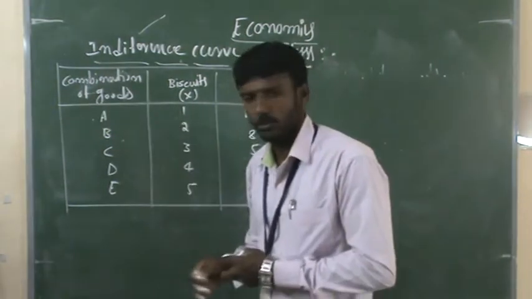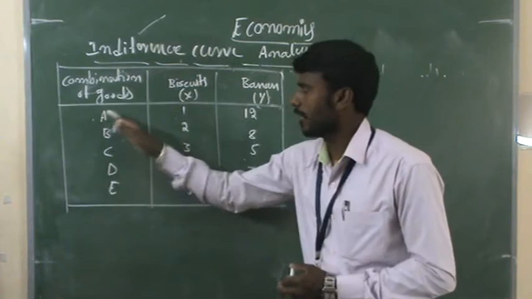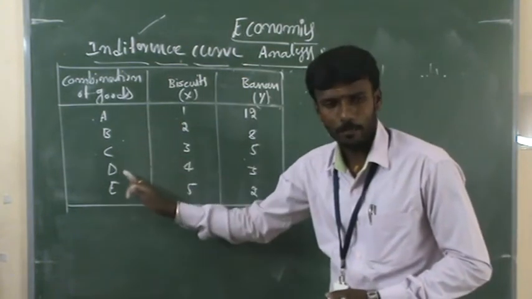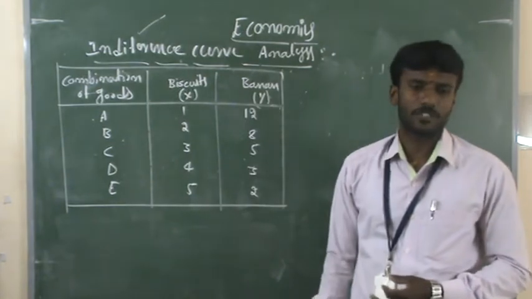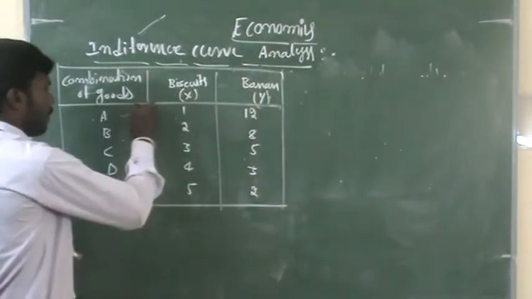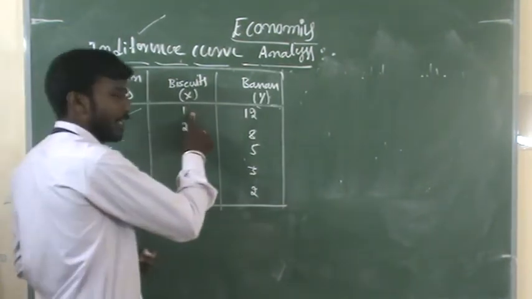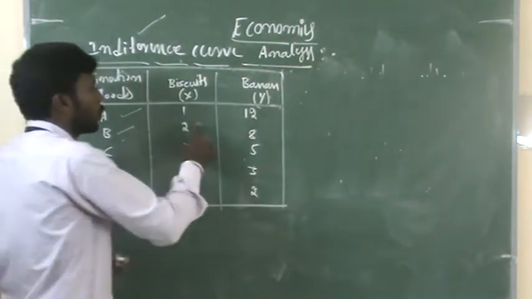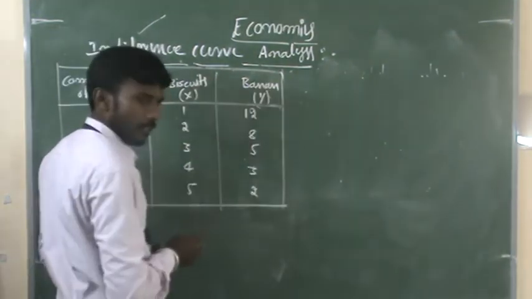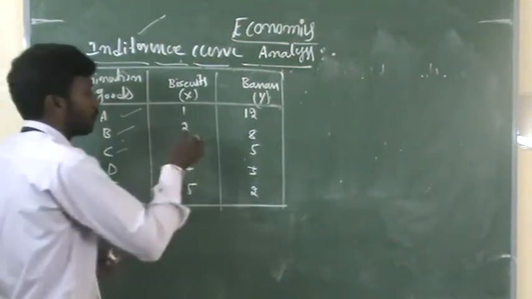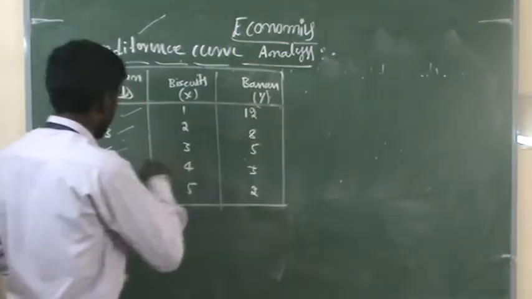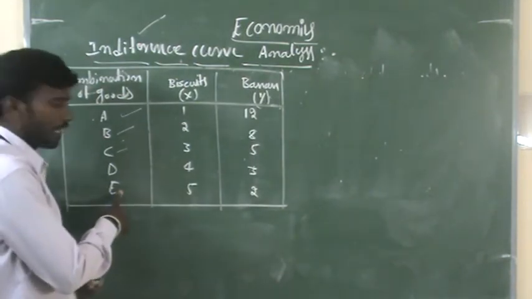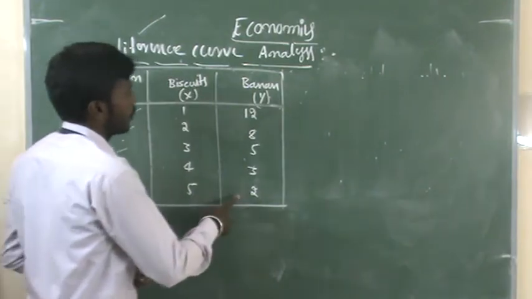See here, the combinations of goods we are going to label A, B, C, D, E. A combination, B combination, C combination, D combination, or E. Or bundle 1, bundle 2, bundle 3, bundle 4, bundle 5. The A bundle contains 1 unit of biscuit and 12 units of banana. The B bundle contains 2 units of biscuit and 8 units of banana. The C bundle contains 3 units of biscuits and 5 units of banana. D and E: 4 and 3 units of biscuits and bananas, and the last one, the E combination, contains 5 units of biscuits and 2 units of banana.